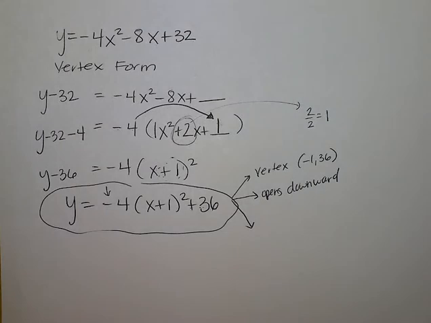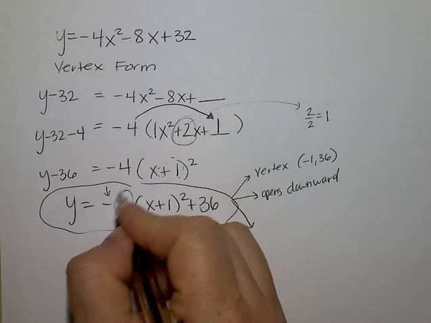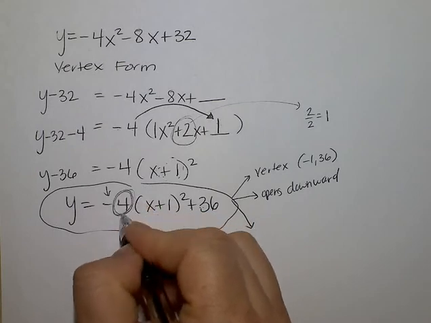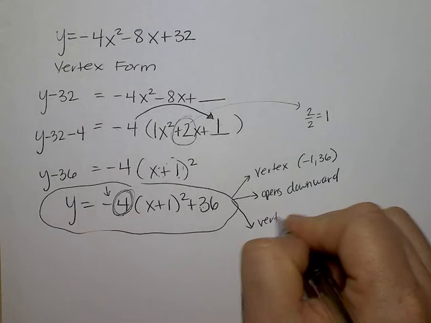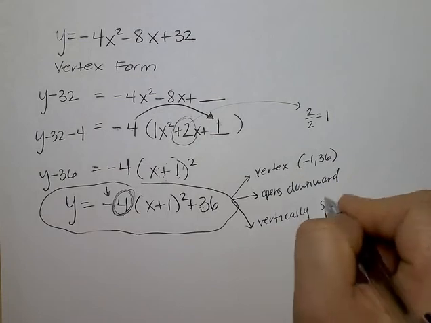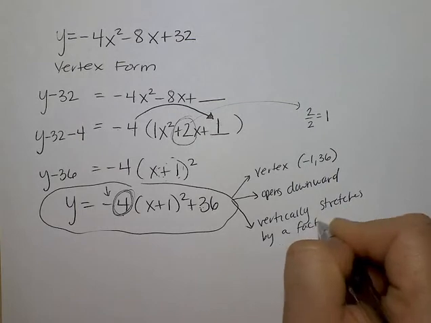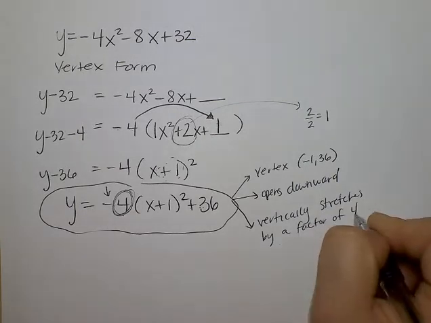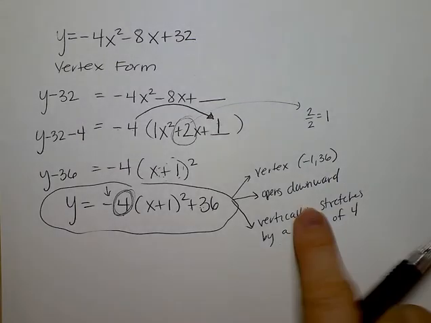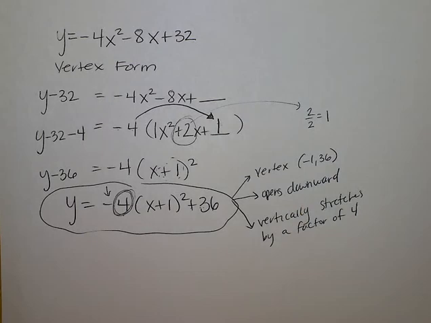And lastly, often the most difficult for students, is since this number is greater than 1, we say it vertically stretches by a factor of 4, not negative 4. The negative told us it opens downward. Those are the first two tasks.